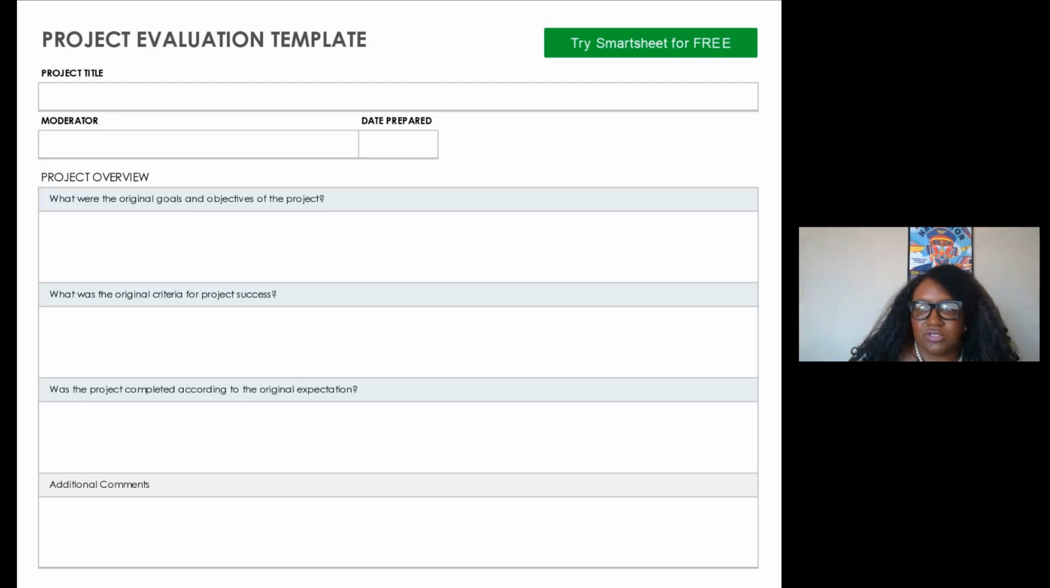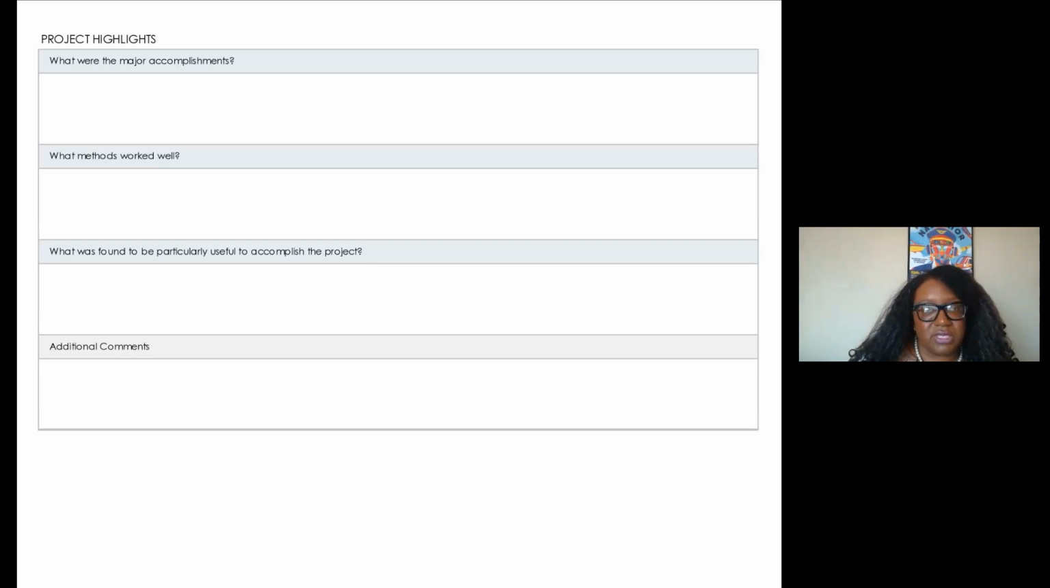And then any additional comments you have around that, there's a nice little space in this document for that. What were the major accomplishments, right? What were some things that you did really well in the project management? Maybe it was pulling your stakeholders together, right? Maybe that turned out to be a shining moment in the project, like people really came out of the woodwork to show up and support the initiative.